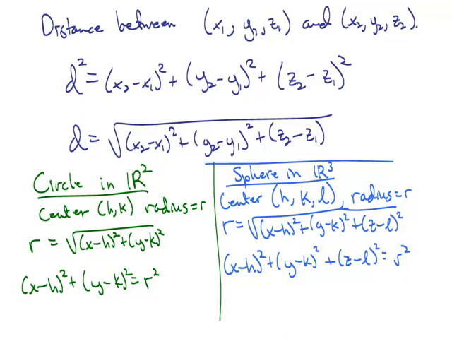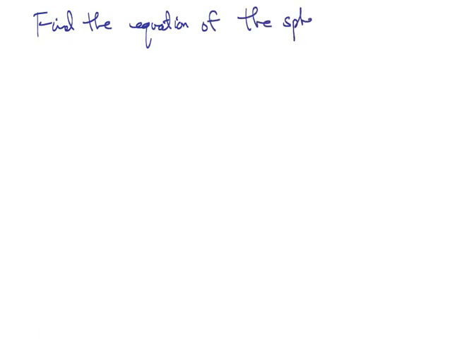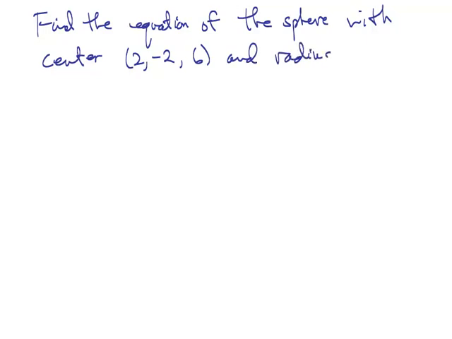Let's take a look at an example here of this in action. Let's suppose we want to find the equation of the sphere with, we'll say, a center of (2, -2, 6) and radius 4. Well, it's very simple. This is our h, our k, and our l.